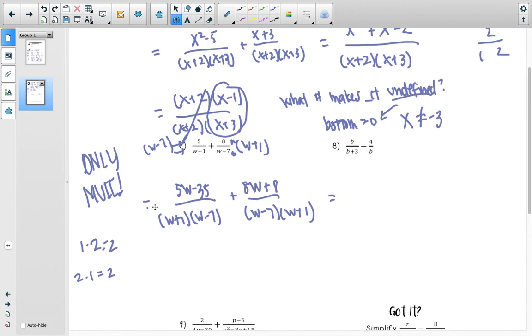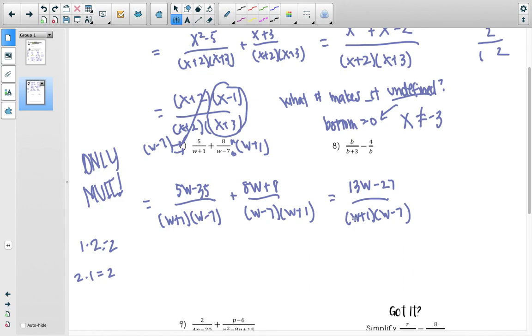You're then going to combine like terms. So 5 and 8 become 13. And then you have negative 35 and 8 added, so that becomes negative 27. And this on the bottom. And order does not matter. These do not simplify, so that's your answer.